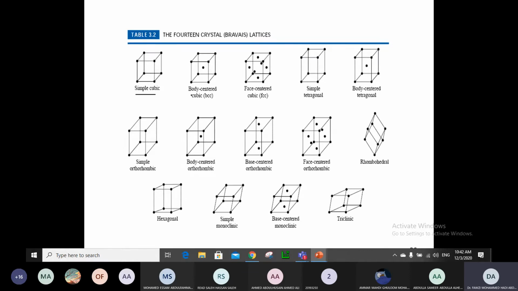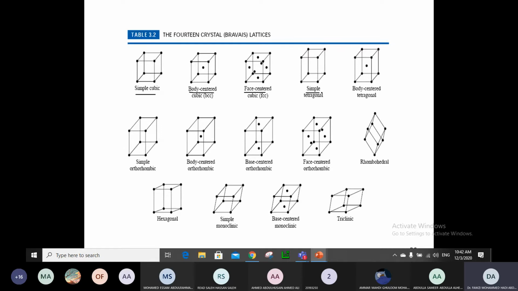We have the simple cubic crystal structure. We already have seen that. The body center cubic crystal structure, you have a body center there, it is cubic. And we have the face center cubic crystal structure. So we already have covered these 3 already.